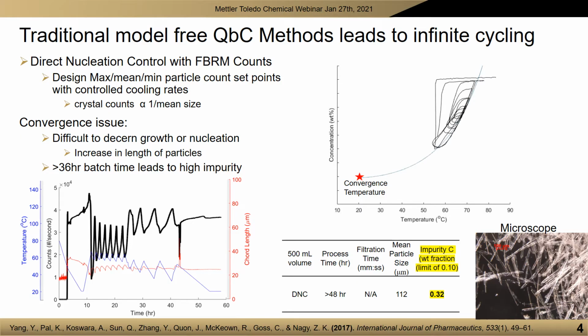The microscopic images of the particles show that the DNC method can grow the needles to a sizable length and width. However, high impurity C was detected in the HPLC after greater than 36 hours of thermal cycling. Thus, an upper bound of crystallization batch time is set.